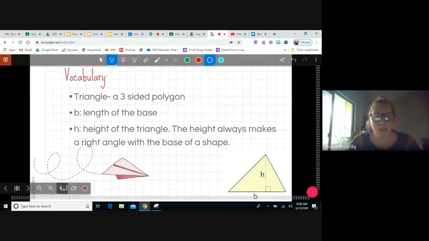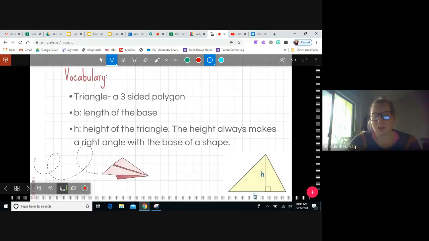First thing we want to do is look at some vocabulary. A triangle is just a 3-sided polygon. It's a 3-sided shape where the lowercase b stands for the length of the base and the h stands for the height of the triangle.